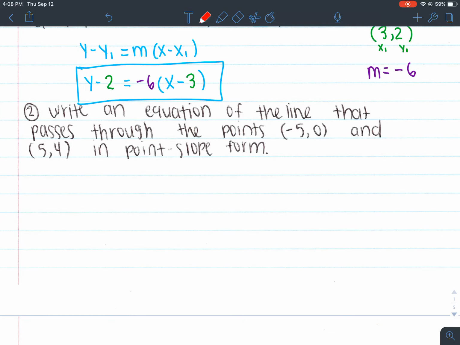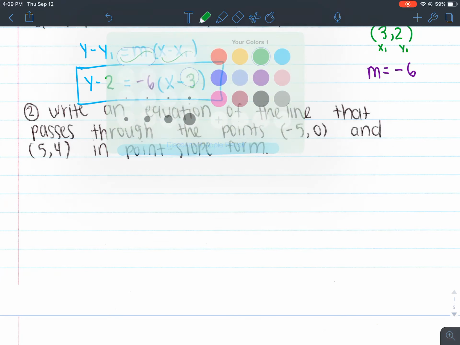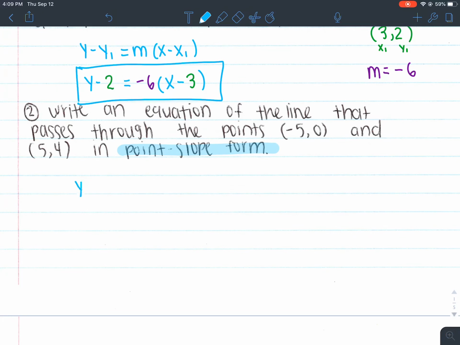All right, number 2, write an equation of the line that passes through the point (-5, 0) and (5, 4) in point-slope form. Okay, so we're given 2 points and we're asked to write it in point-slope form. So I'm going to go ahead and write that formula down again. I'm just writing it so I don't have to go back and forth referencing it. Okay, now I'm given 2 points. I'm given the point (-5, 0), and I'm given the point (5, 4).